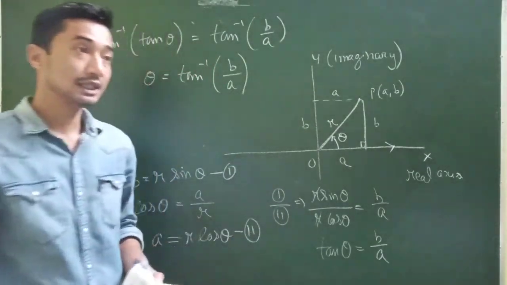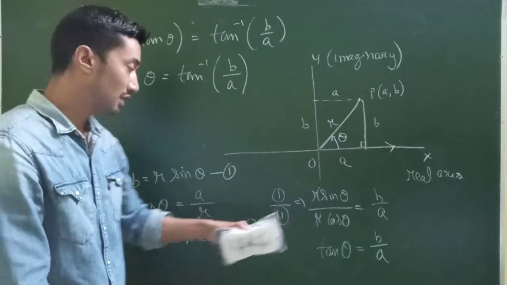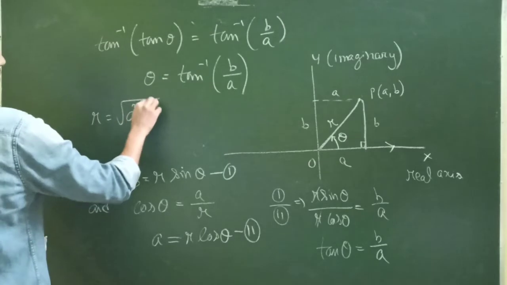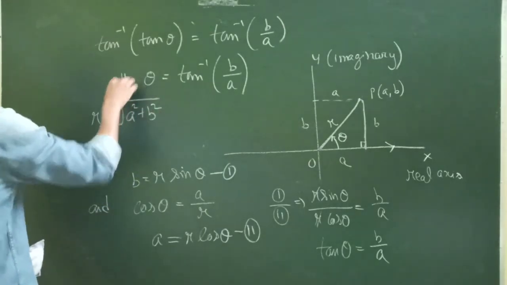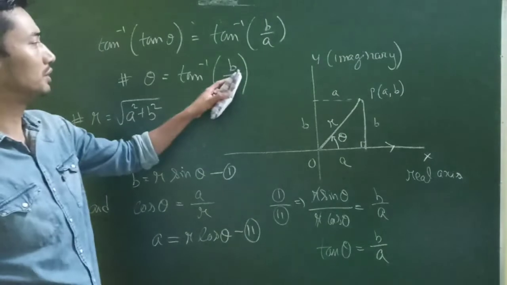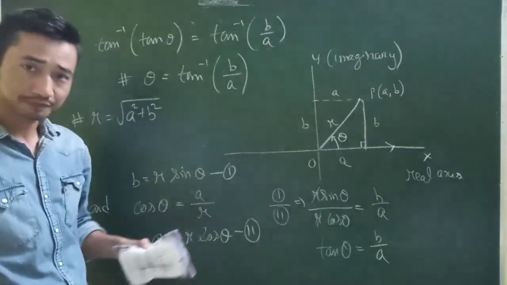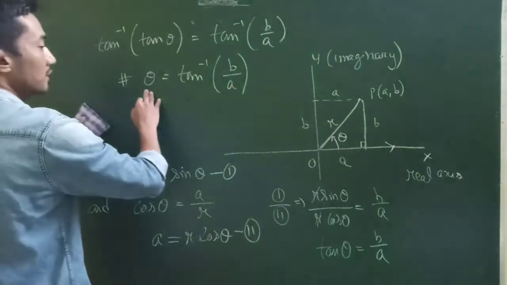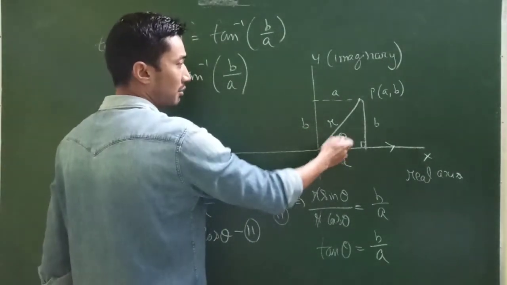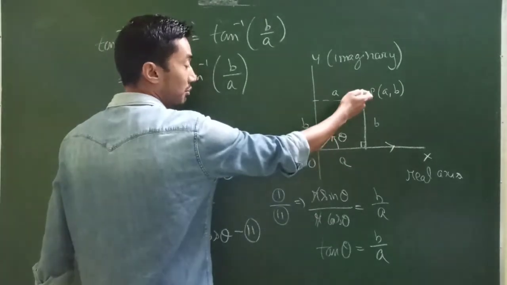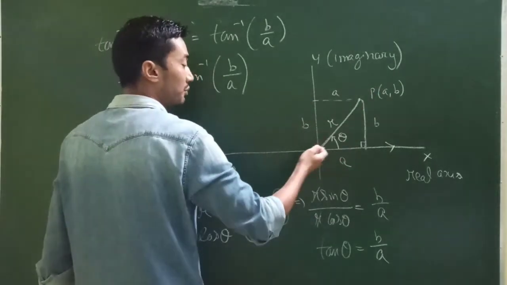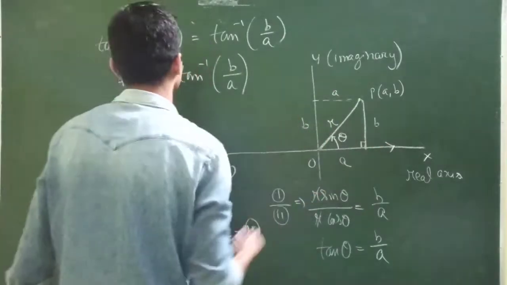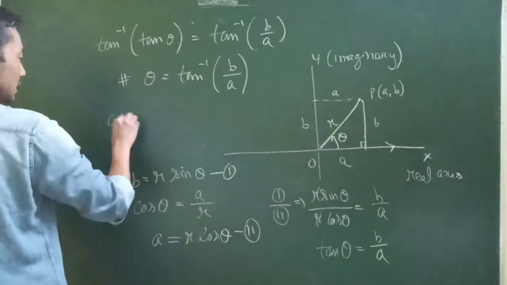That is the first parameter r already expressed in terms of a and b. What was r? It was root over of a square plus b square. And the second parameter theta is also represented in terms of b and a, that is tan inverse of b by a. This theta is the angle made by the line joining the point and the origin with respect to the positive direction of the x-axis, anti-clockwise.